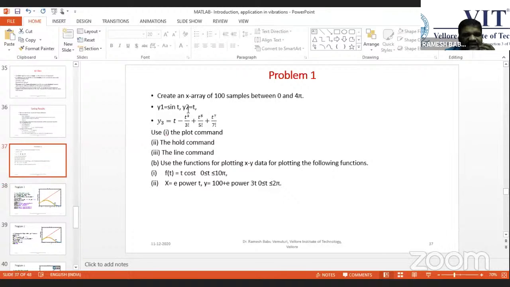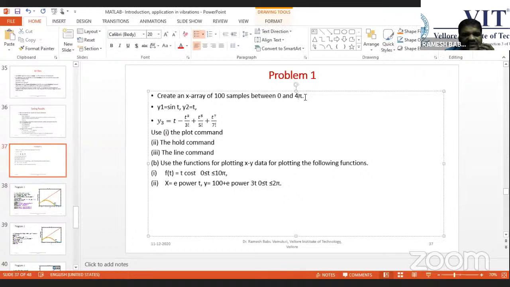So y1 equals sin t, y2 equals t, and create an array. It is 4 pi. Actually, I had taken this as 2 pi, but it's 4 pi. And y3 values. Then this is the plot command. So what I need to plot is t, y1 and t, y2, so these with one line.